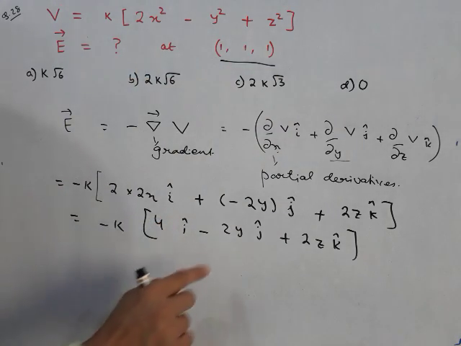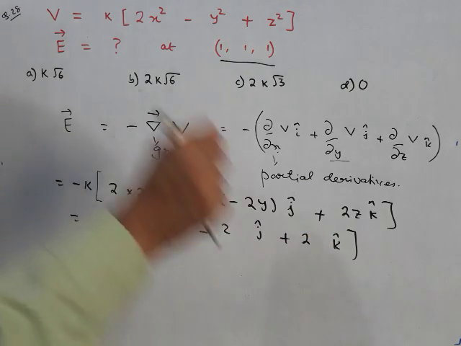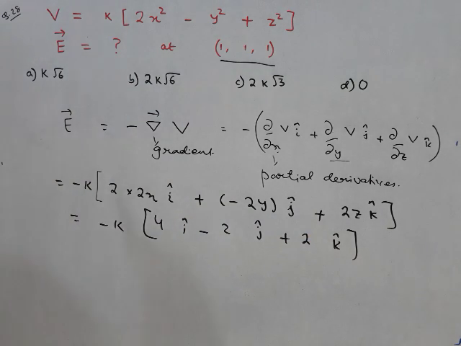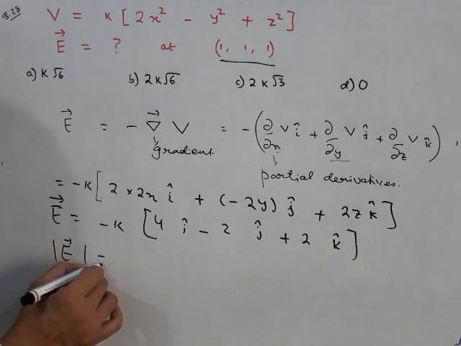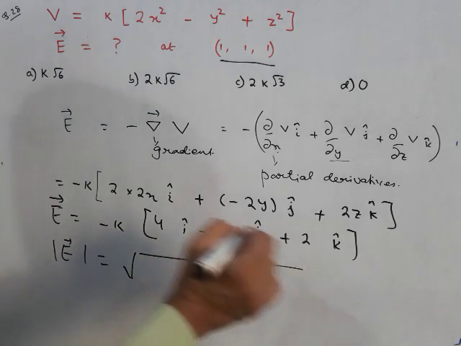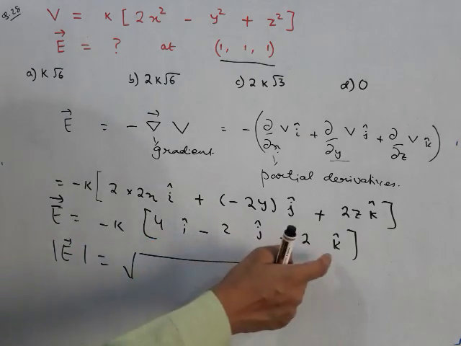So x will be 1, y will be 1, z will be 1. So this is the value of the electric field vector. Are they asking for the vector? No, they are asking for its magnitude. So the magnitude of this vector will be how much?